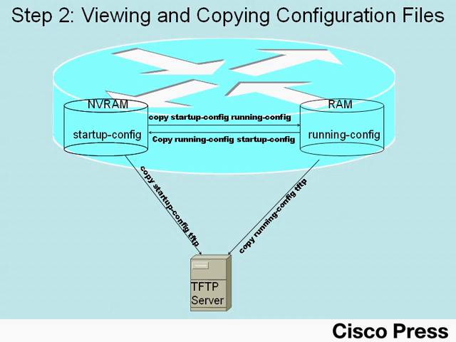Then later, if you ever have a problem with the router and want to restore an old configuration, you can use the copy command that has the TFTP option first. For instance, copy tftp running-config, which copies the configuration file from the server back into the router.